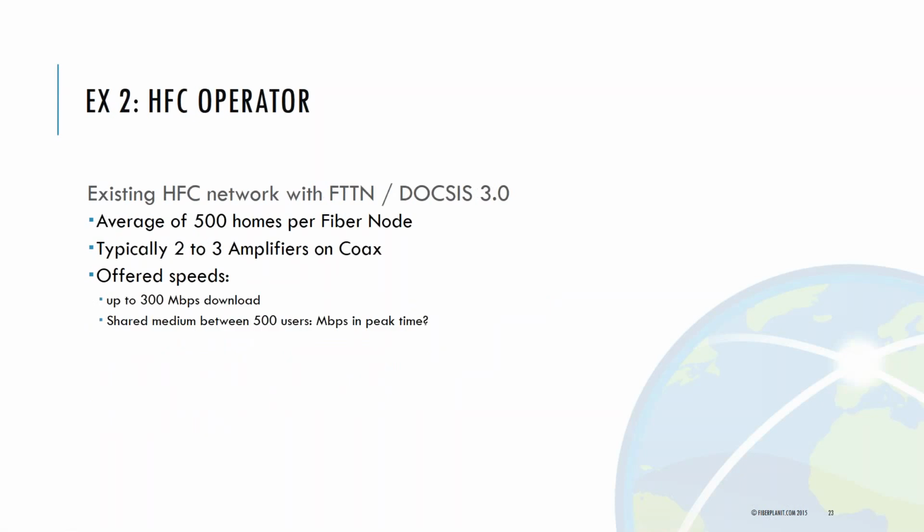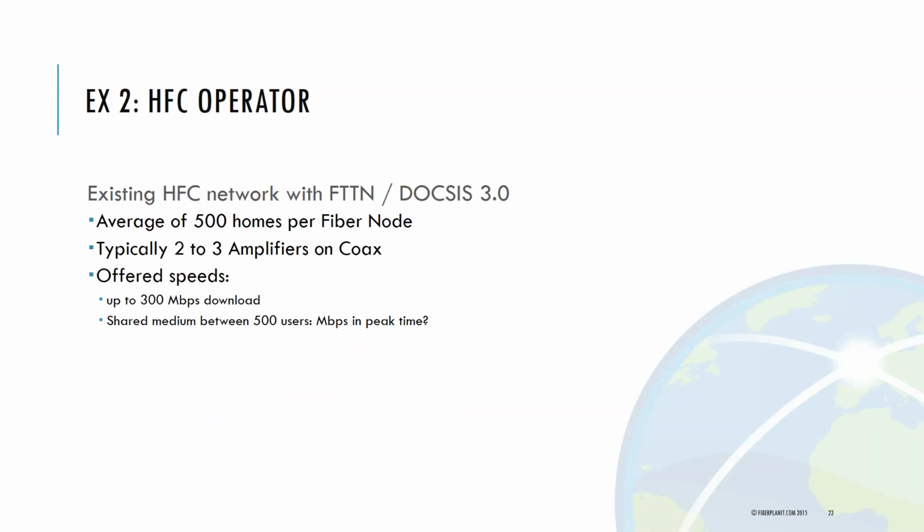The second example we will treat is the example of an HFC operator with an existing coax network and deploying DOCSIS 3.0 on that. Here, as with the copper network, it's a matter of looking at how many homes are currently connected to the fiber node that is already deployed. Let's assume we are in the range of 500 homes per fiber node. And it could be in this case that there's typically still 2 or 3 amplifiers on the coax line to amplify the signals for those homes.